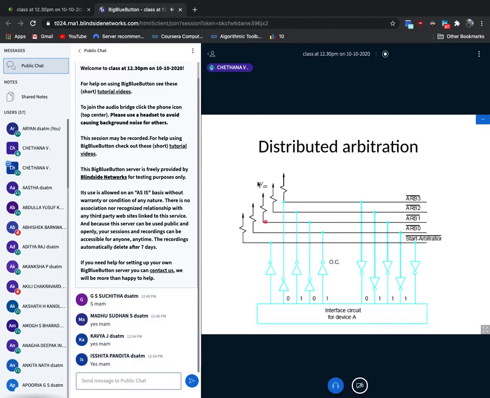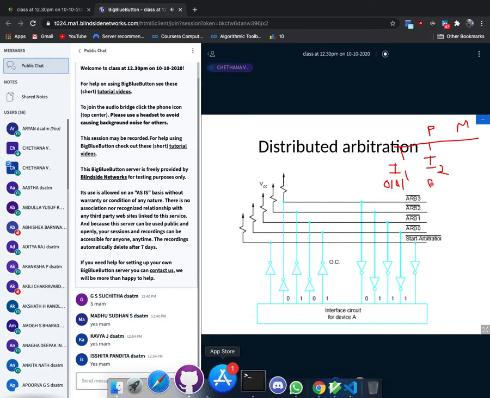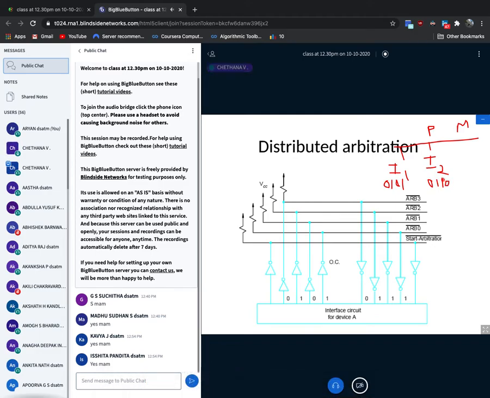If you want, I will try it like this. This is a device also. This is the processor. This is memory. This is a bus. Here I have I1. Here I have I2. These two devices are there. The unique code of this device is 0101. Next, 0110. This is the unique code.